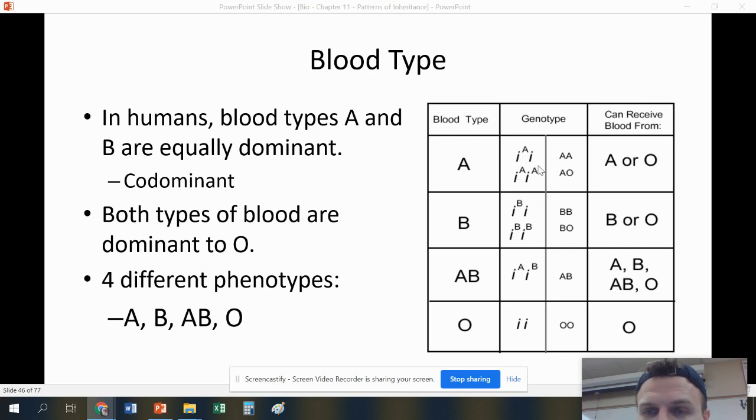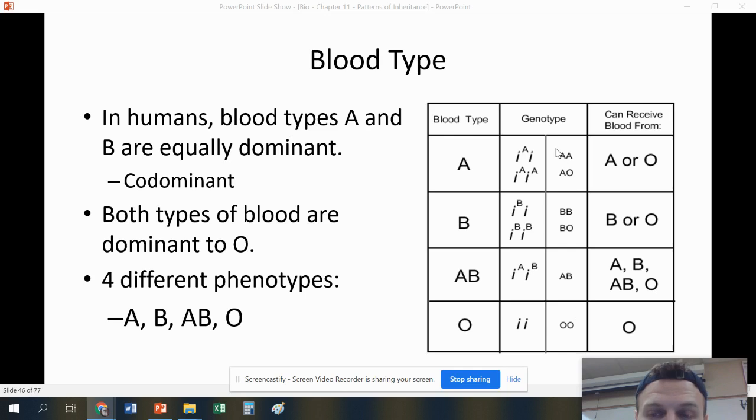To give you an example, I usually have my AP students understand this concept of the IAIA. I just have my biology students focus on the ABO. So if you are blood type A, you can have two different genotypes. It can be AA or it can be AO. B can be BB or BO. AB, there's only one genotype, it's AB. O, there's only one genotype, it's OO.